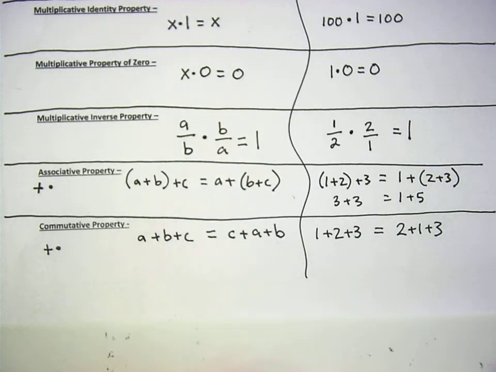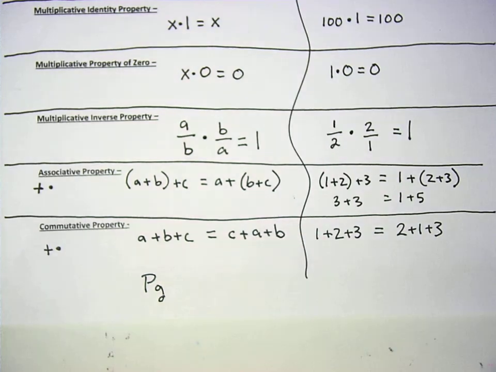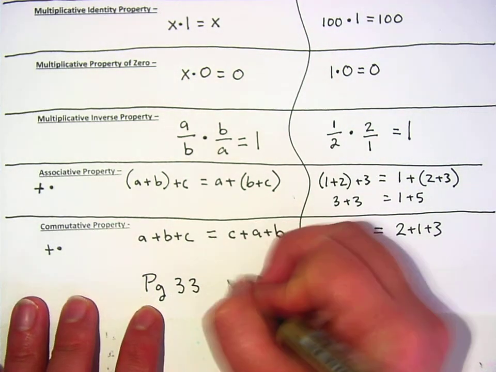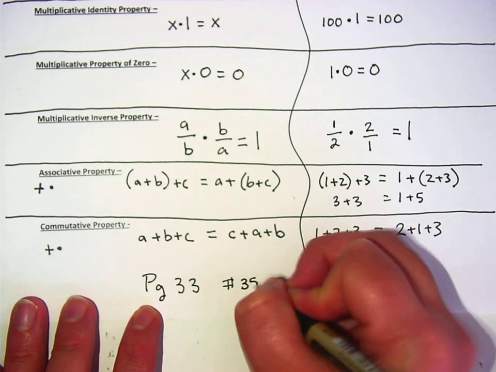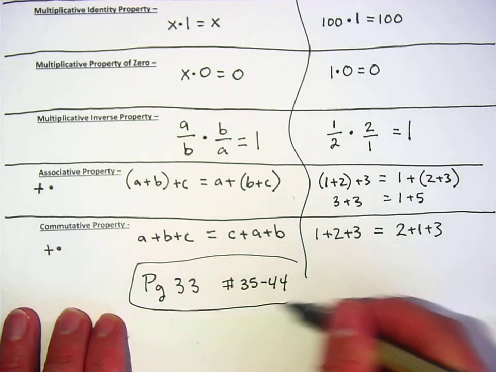All right, your homework is, and this homework is due on Thursday. You will not get a work day for this. And this is very rare that I don't give a work day, but I think you're going to understand why when you see the assignment. The homework is page 33, numbers 35 through 44. All you have to do for this assignment, wait, did you just complain?